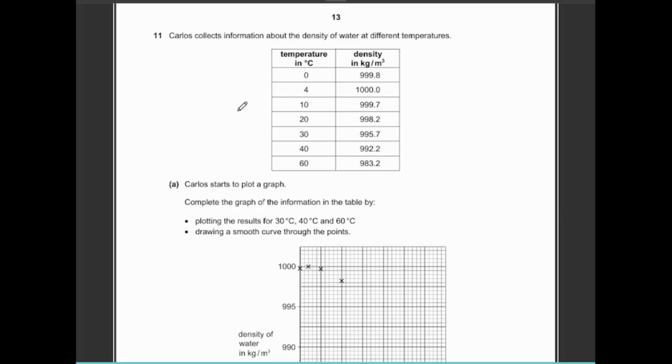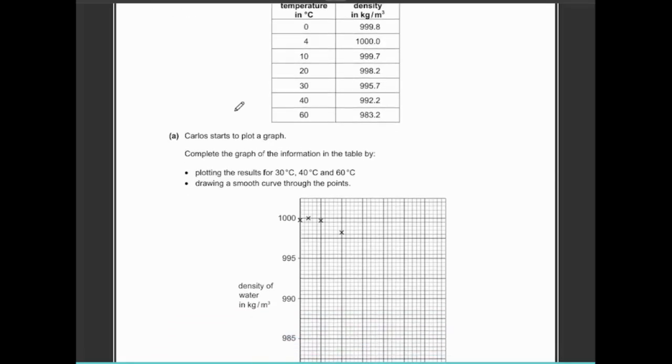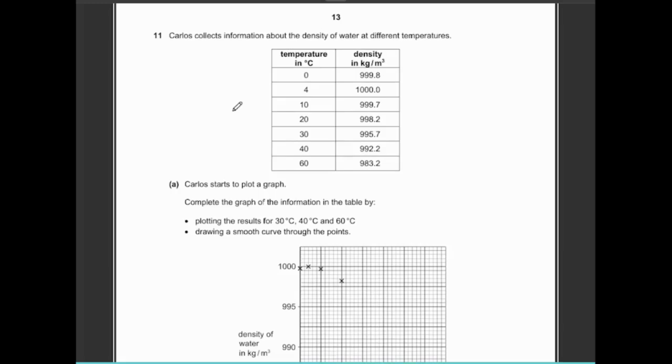So let's do this 11th one here, and please remember, whenever there's a graph question, use only a pencil. The benefit of a pencil is you can erase it very easily. If there is any mistake you can erase it, but if you are using a pen, remember you cannot erase it. Fine, so let's do this one. Carlos collects information about the density of water at different temperatures.